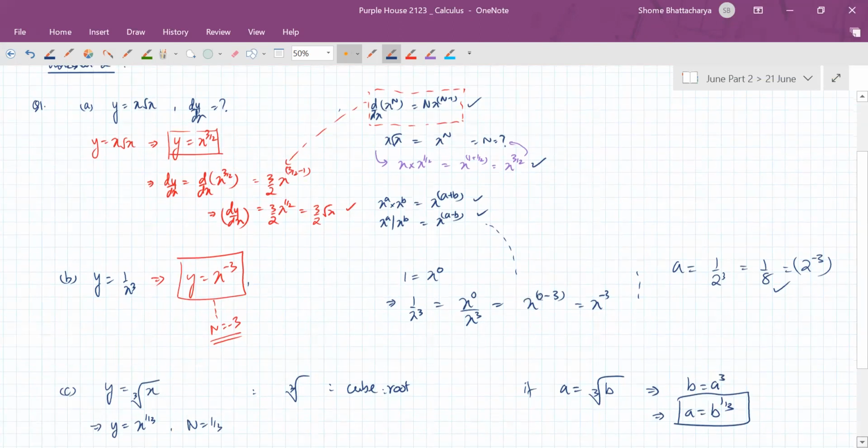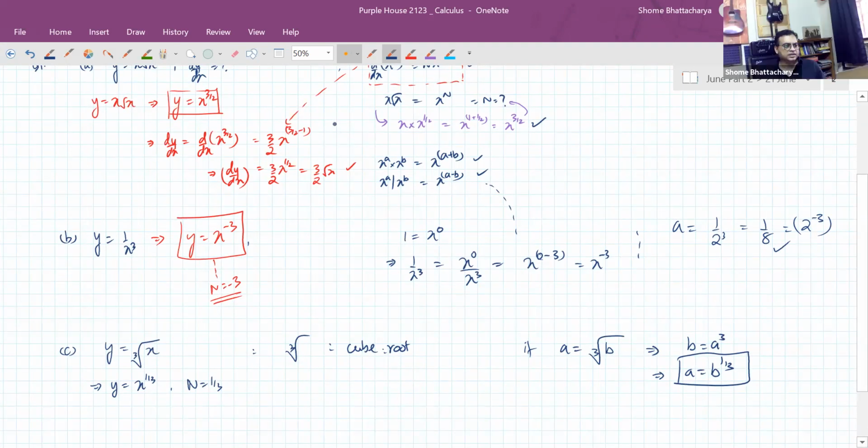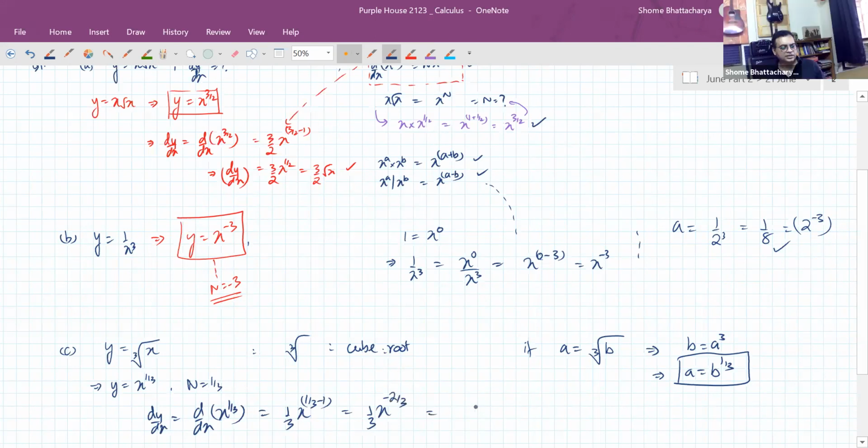Sir, that 1 upon 3 becomes the n value, and then using that formula we have. Yes, and then again you use the formula for differentiation. So dy by dx is the differentiation of x to the power 1 by 3. So it will become n, which is 1 by 3, into x to the power n minus 1. So that is 1 by 3 x to the power minus 2 by 3. Which you can then take to the denominator and write it as this, because x to the power minus a is the same thing as 1 upon x to the power a.